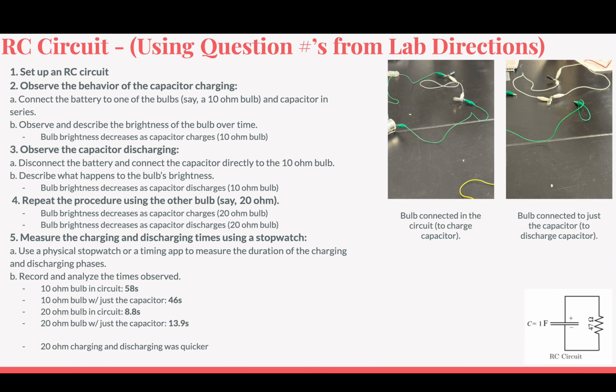Now for the second circuit of the experiment, I observed the behavior of the capacitor charging. After connecting a 10 ohm bulb and a capacitor in series, I noticed the bulb brightness decreases as the capacitor charges and the bulb brightness decreases as the capacitor discharges. I repeated the procedure using a 20 ohm bulb and the results were the same.